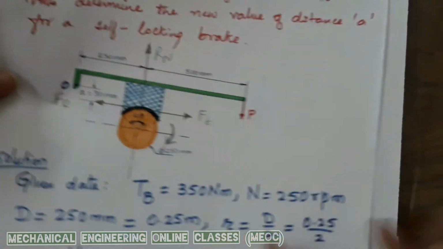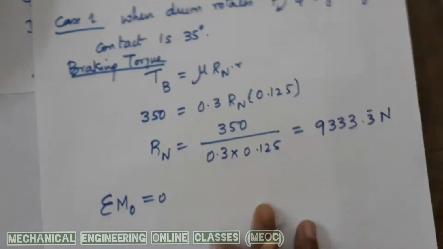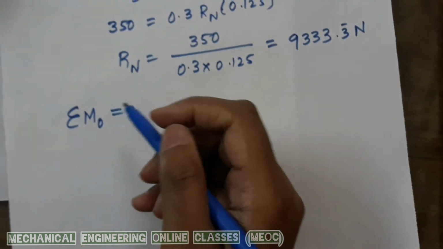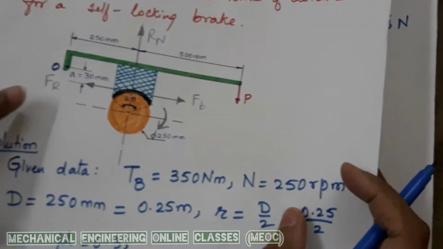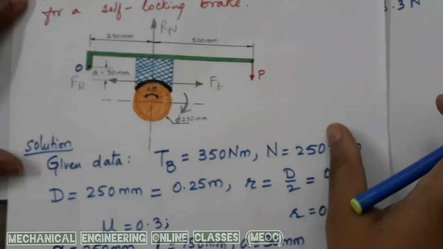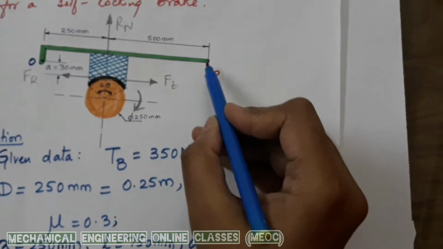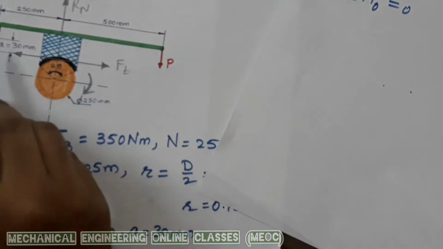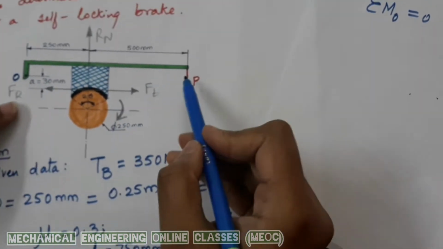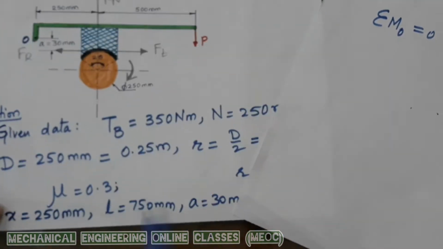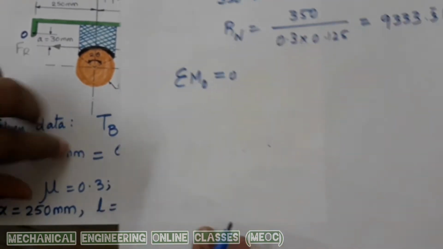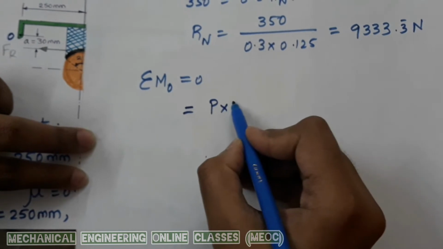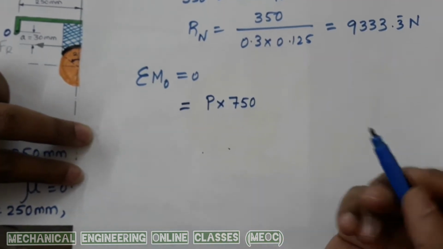So from this, now we shall write the equation for moment of all the forces about point O. I'm assuming my clockwise moments to be positive. So P into the total length of lever, P into this length is 750. So this is equal to P into 750.